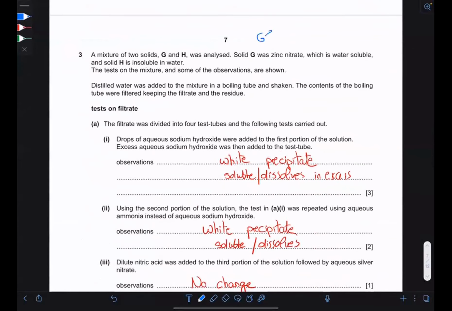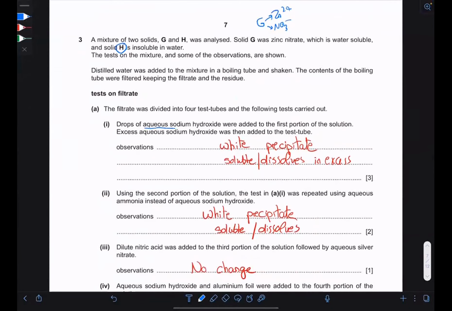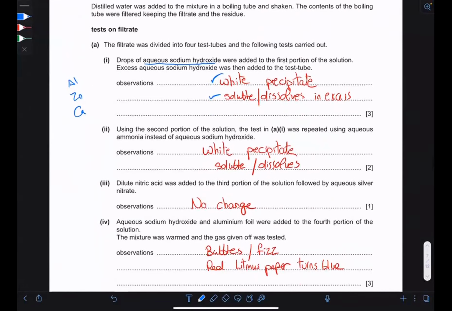G was zinc nitrate, which is soluble, and H was just insoluble in water. He started making tests for the filtrate. Drops of aqueous sodium hydroxide were added. Aluminium, zinc and calcium give a white precipitate. Zinc is always soluble, so white precipitate soluble in excess. Zinc dissolves in everything. The second portion, the test was repeated using aqueous ammonia, the same results, white precipitate, soluble in excess.